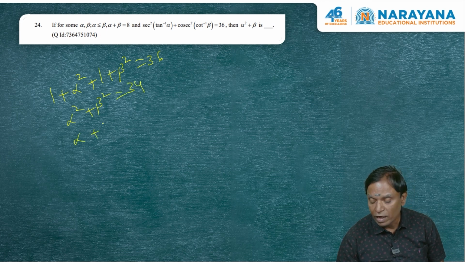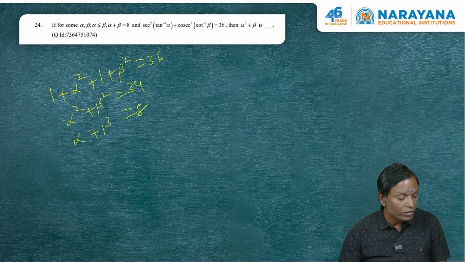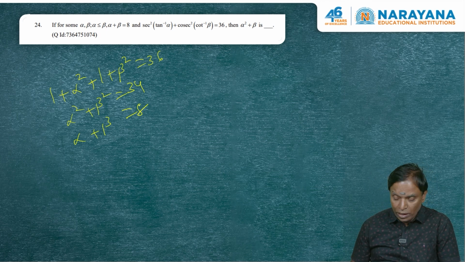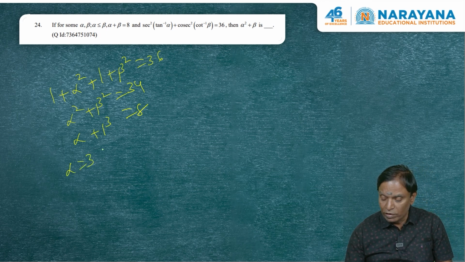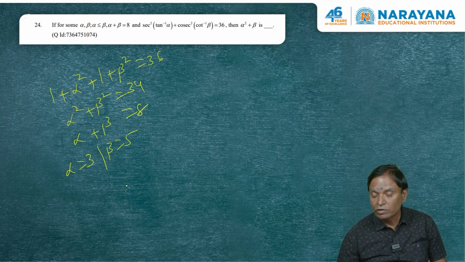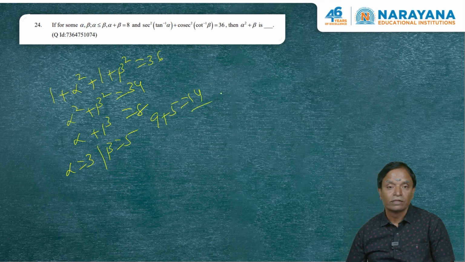And you are given alpha plus beta is equal to 8. Now, you can solve these two equations. You will have alpha is equal to 3, beta is equal to 5. You are asked to calculate alpha square plus beta. Alpha square plus beta will be nothing but 9 plus 5 into... which is 40.